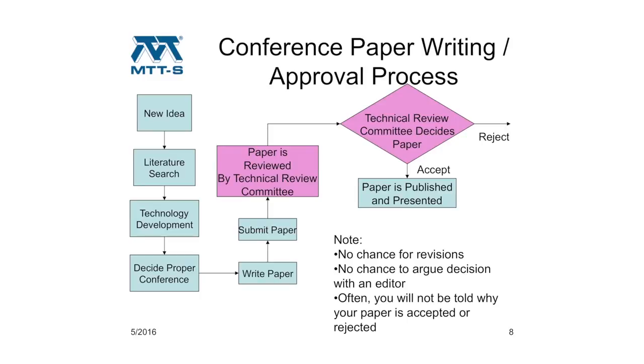Now, one reason why you want to decide the conference before you start writing the paper is every conference has different formats for their papers. Maybe it's only 2 pages. I was just at a conference that was up to 12 pages. It was almost like writing a journal article. So you want to understand those requirements before you write your paper.